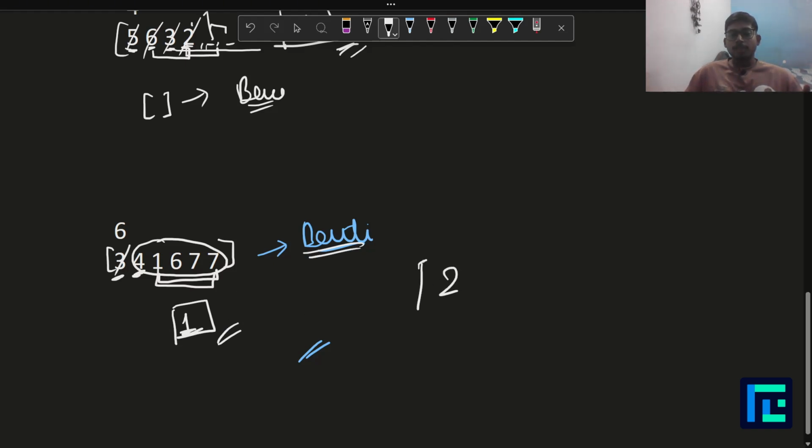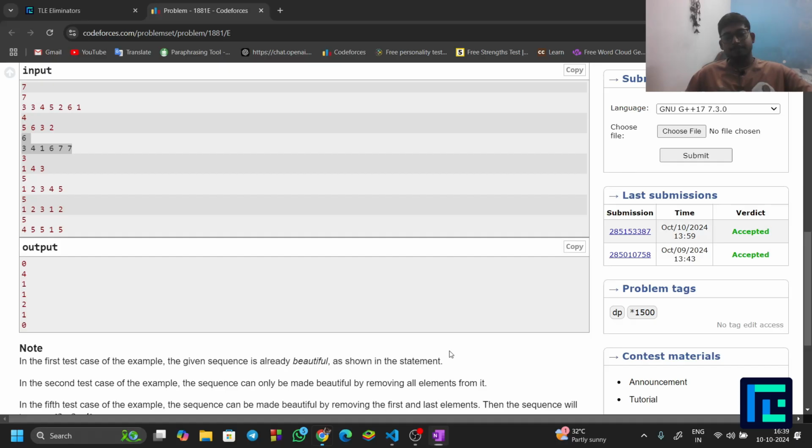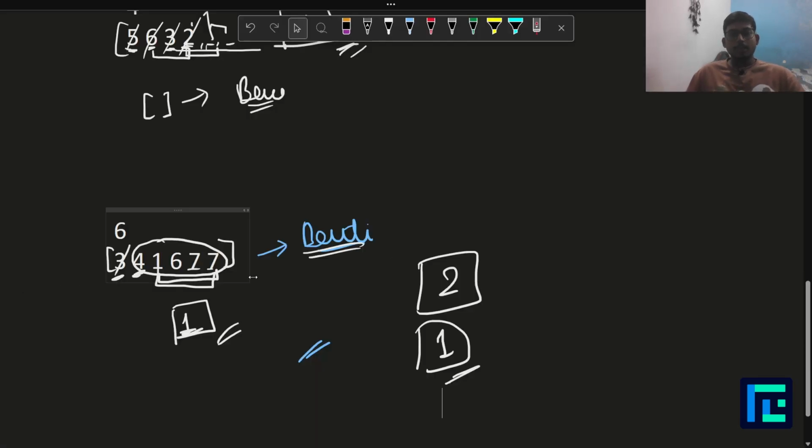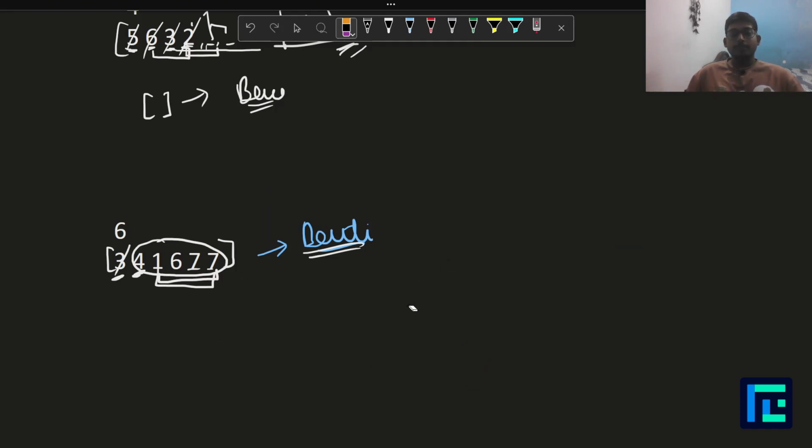One way was to make it beautiful by removing these 7s in 2 operations. Another way was to make it beautiful by removing this 3 in 1 operation. So what's the minimum? 1 is the minimum, so our final answer would be 1. You can see for this third test case, our final answer was 1. Okay, so I hope you understood the problem. What we need to do is find in the minimum number of operations how we can make any array beautiful.